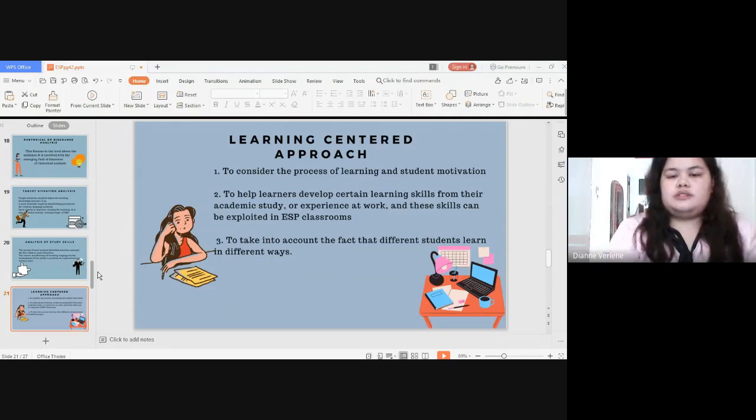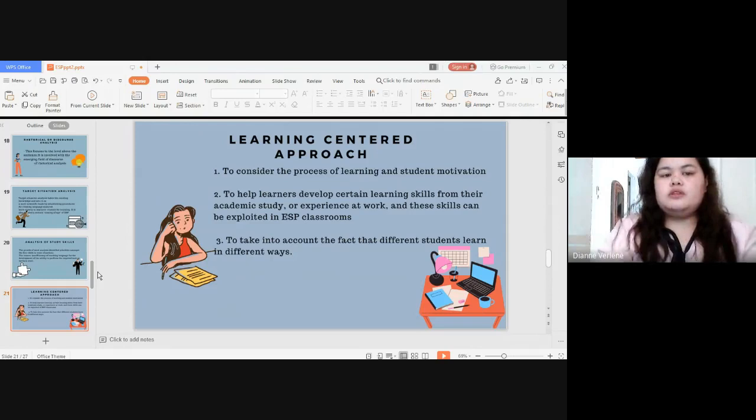Okay, so let's have a recap again. What is the first phase? All right, it is register. The second phase, all right, it is rhetorical and discourse analysis. Okay, the third phase, target situation analysis. Okay, very good. The fourth one, okay, very good. It is analysis of study skills. Okay, the fifth, it is the learning-centered approach. Okay, as I can see, you are familiar with the basics of English for specific purposes.